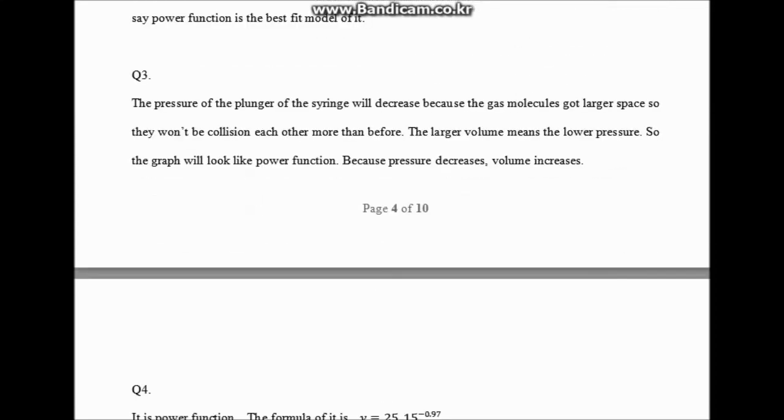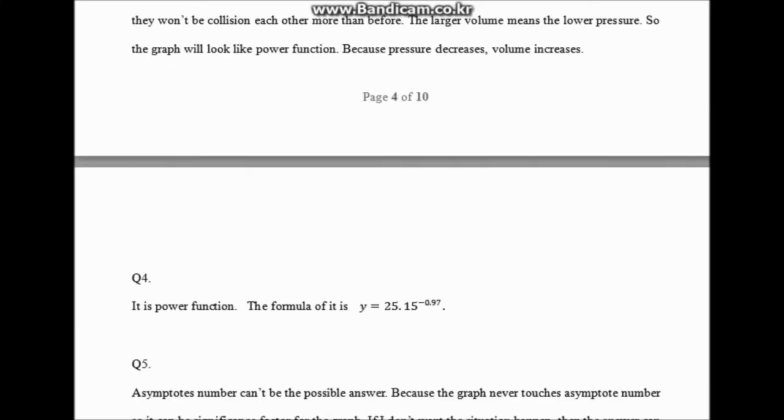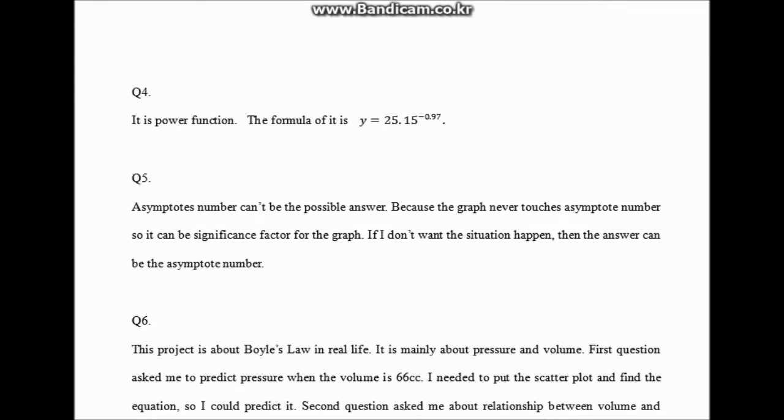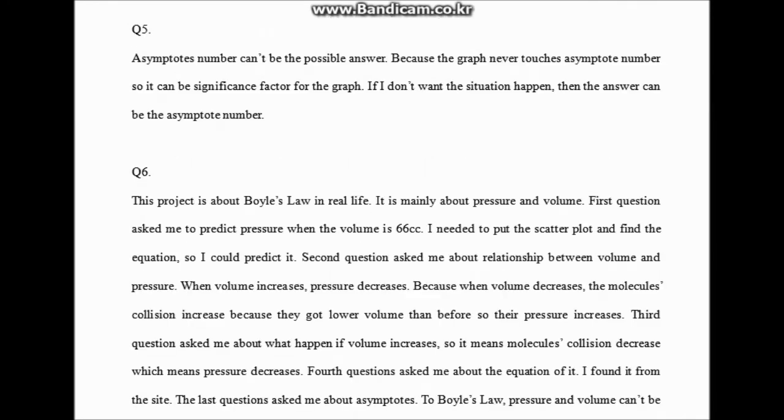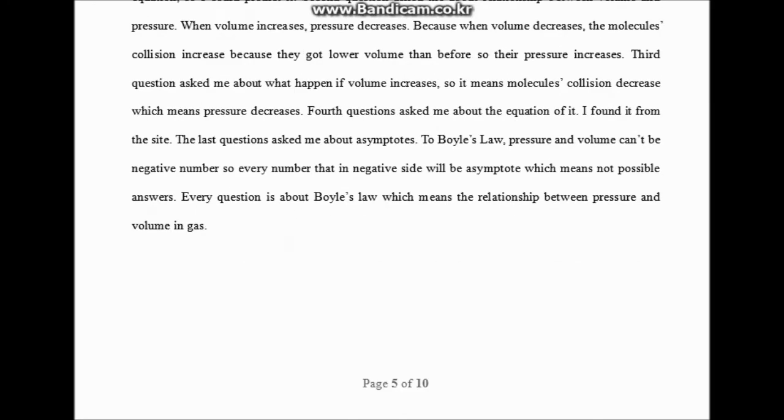Question 3, the pressure on the plunger of the syringe will decrease because the volume increases. Question 4. The formula is y equals 25.15x to the power of negative 0.97, and I got it from GeoGebra. Question 5. An asymptote is a number that cannot be a solution for the graph. The line never touches it.